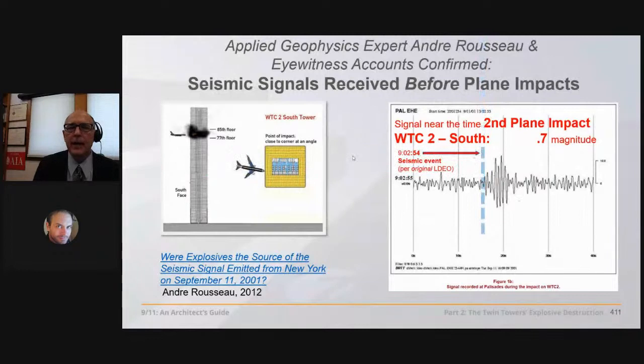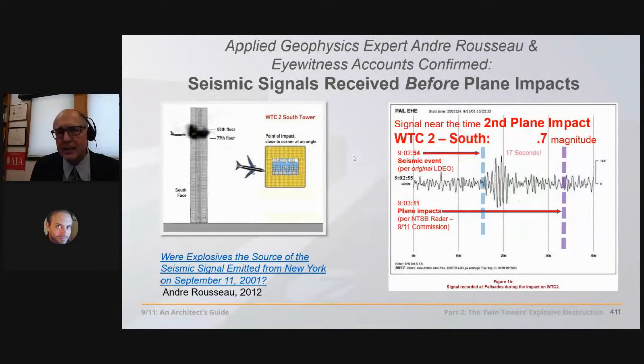Let's go to the second plane impact in the South Tower. Seismic event occurs at 9:02 and 54 seconds. But the plane doesn't impact, again, for 17 seconds later. Well, how's NIST going to deal with this one? Oh, we analyzed the videos and we came up with the reality. The plane impact didn't happen according to the NTSB radar, which is accurate to within 1 second. It happened 12 seconds earlier.